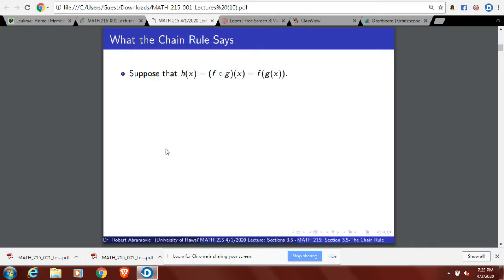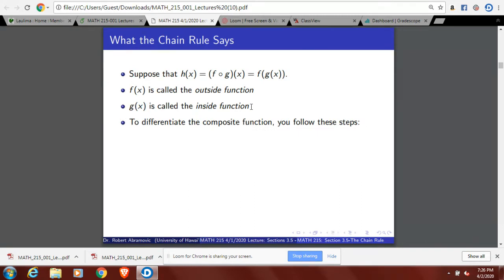So what the chain rule says is if we have a composite function, f circle g of x, f composed with g of x, then we're going to break this composite function down. We have an outside function called f, inside function called g. The chain rule says to differentiate the composite function, you need to follow these three steps.